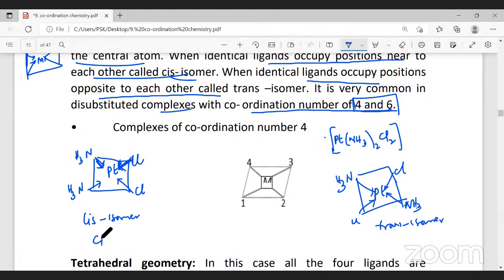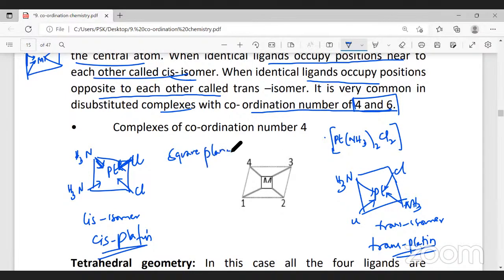This is called cisplatin. This is the compound which is used for cancer treatment, cisplatin. And this is called transplatin. The IUPAC name is different, and the common names for these are cisplatin and transplatin. The cisplatin and transplatin have square planar geometry, square planar structure.